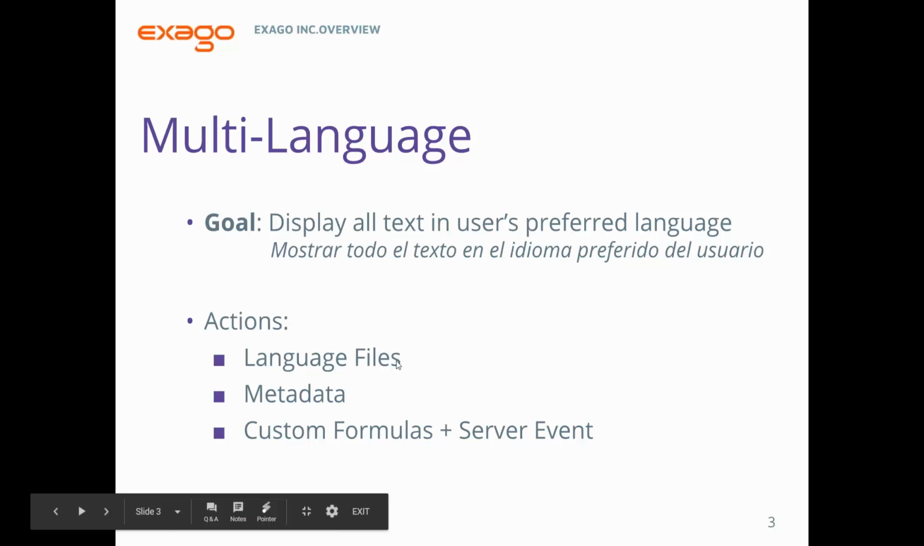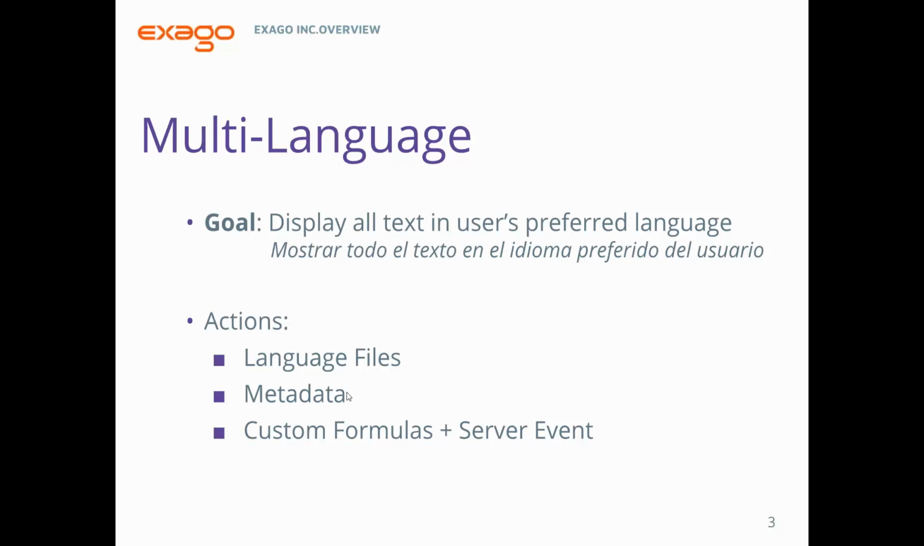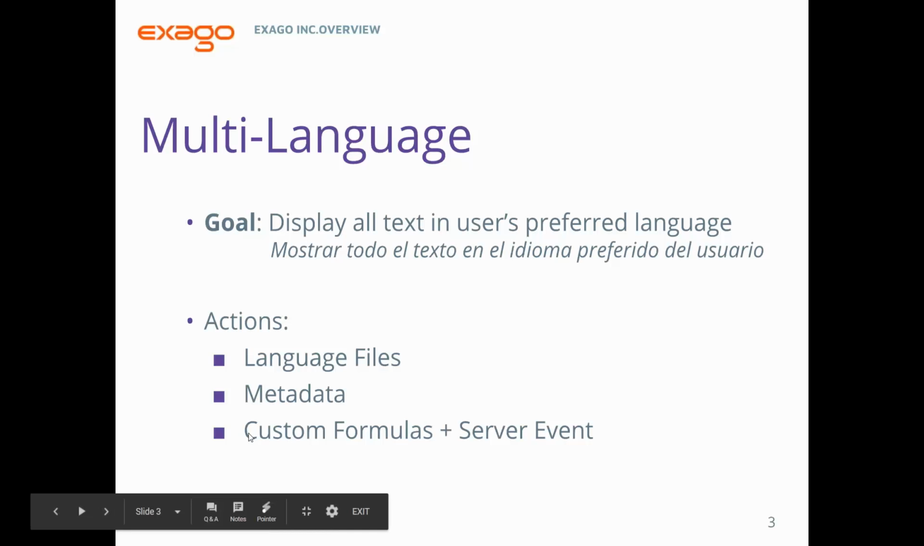So we talked about the language files, where they need to go, and how they can be changed. We briefly mentioned that you can change column metadata and data object aliases. And then we also talked about static text. If you want, you can change that using custom functions. We showed the code for a server event here.